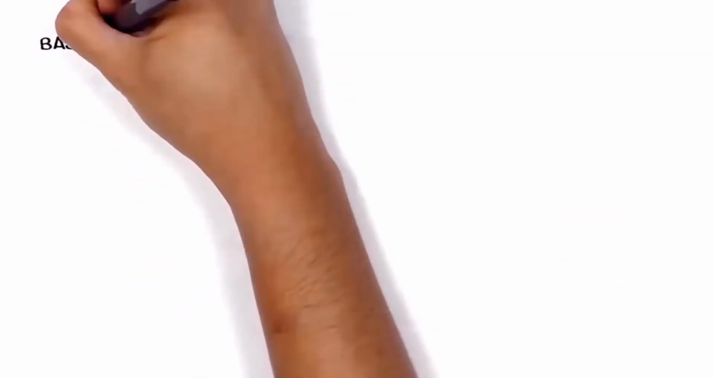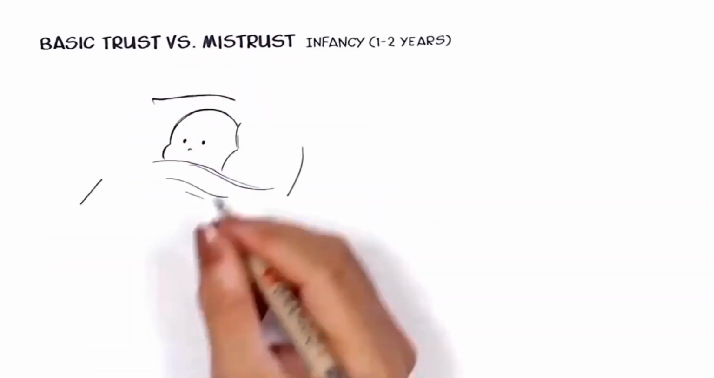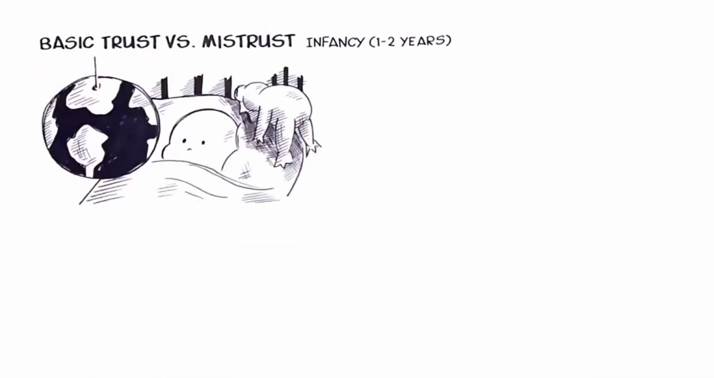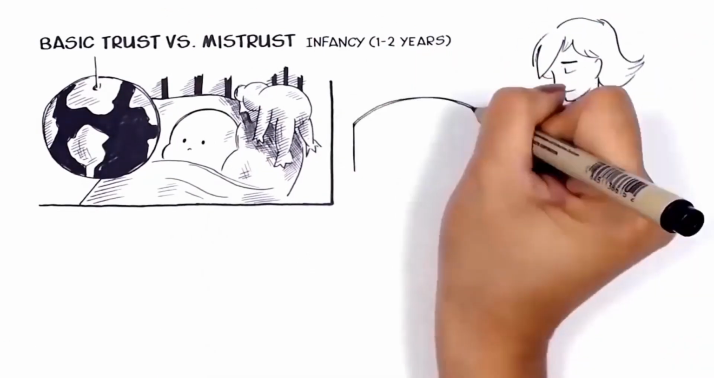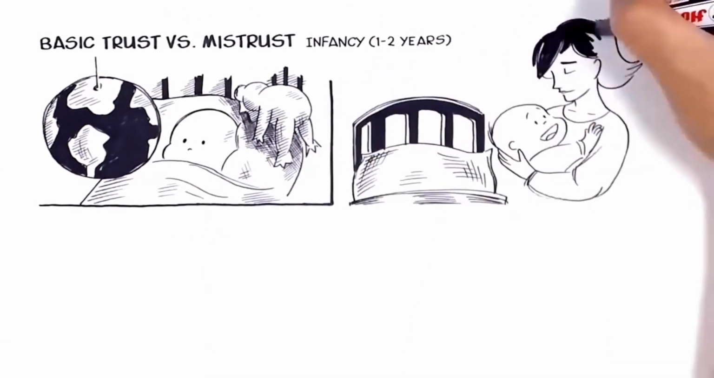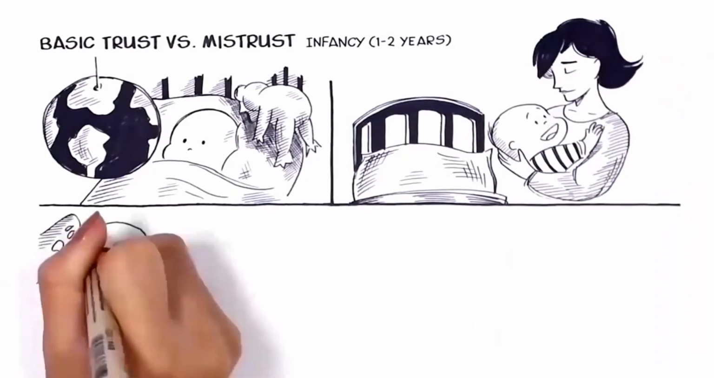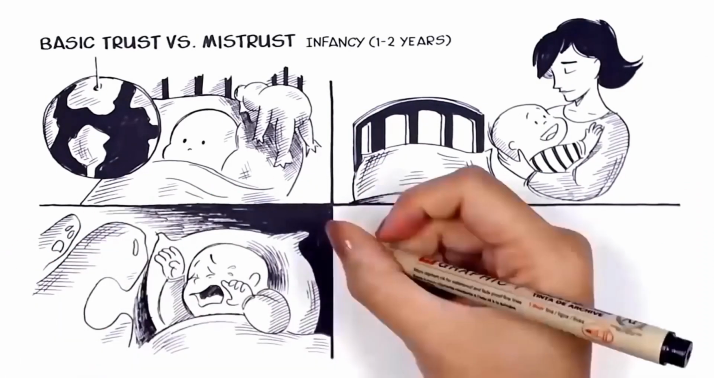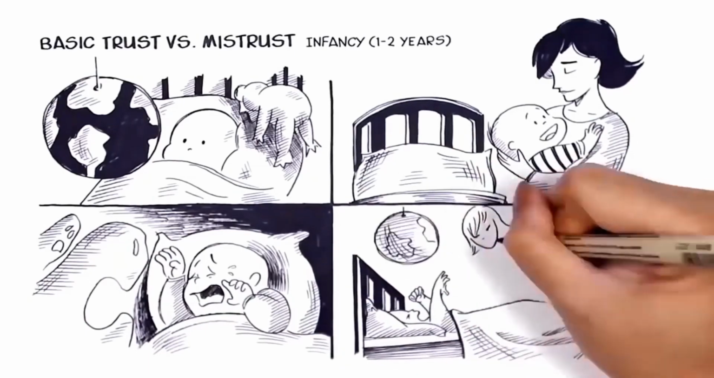Stage 1. Basic trust versus mistrust. As infants, we ask ourselves if we can trust the world, and we wonder if it's safe. We learn that if we can trust someone now, we can also trust others in the future. If we experience fear, we develop doubt and mistrust. The key to our development is our mother.